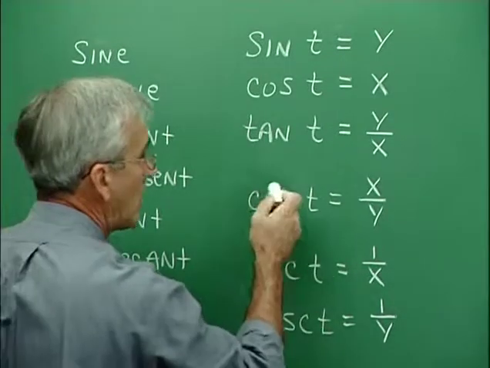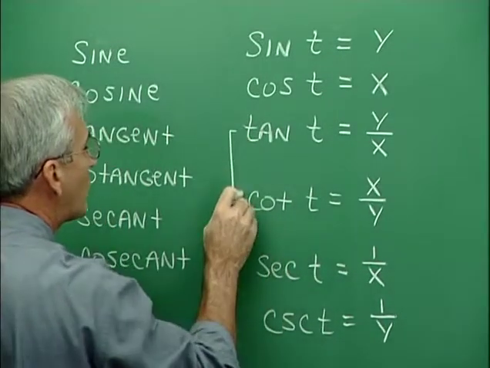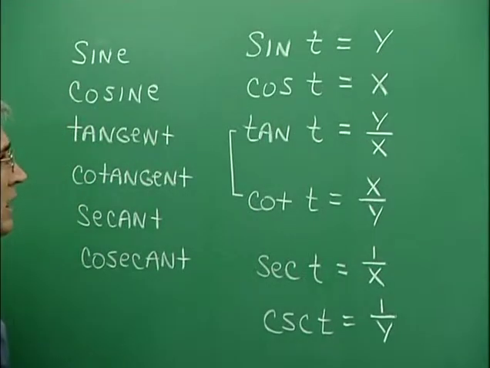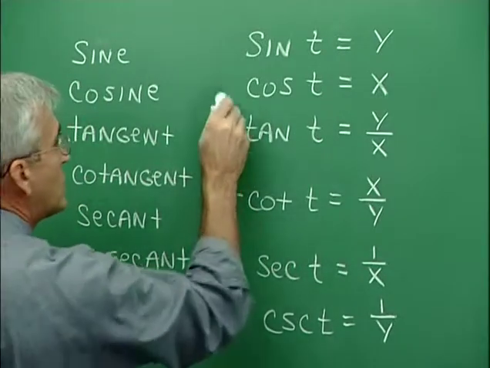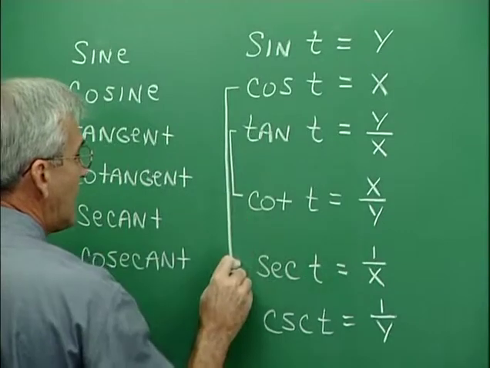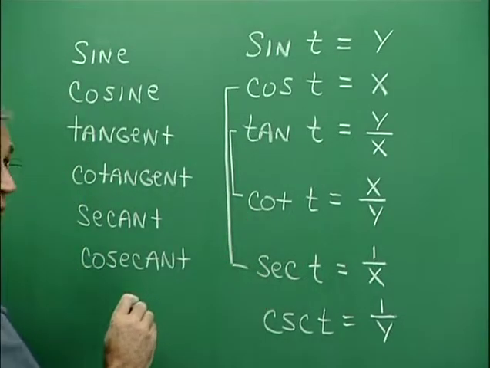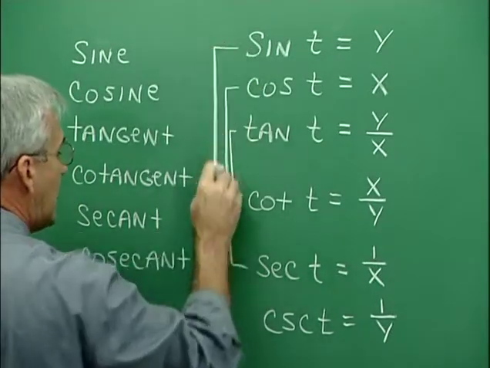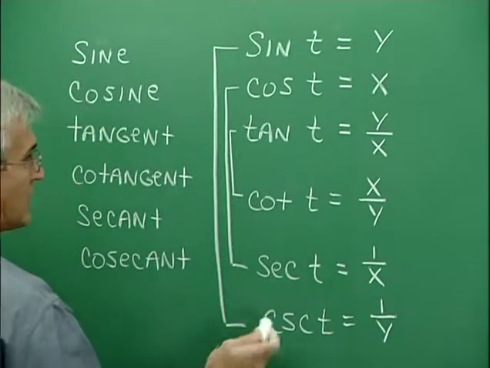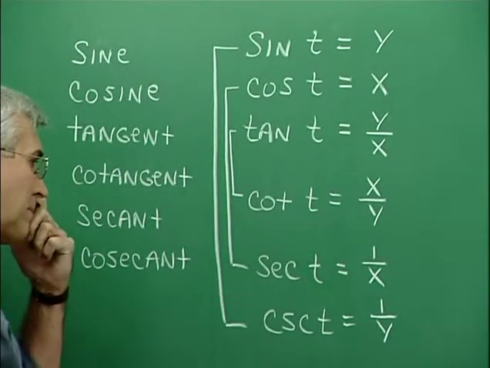And also we notice that we have a reciprocal relationship between tangent and cotangent. We have a reciprocal relationship between cosine and secant. We have a reciprocal relationship between sine and cosecant. Okay, and that's kind of a handy idea as well.